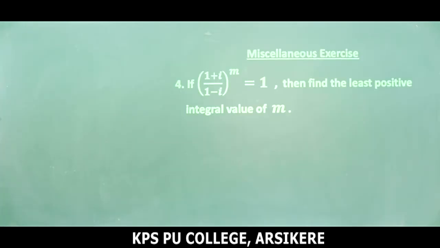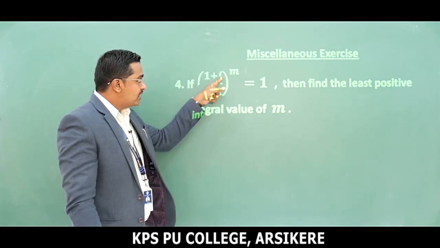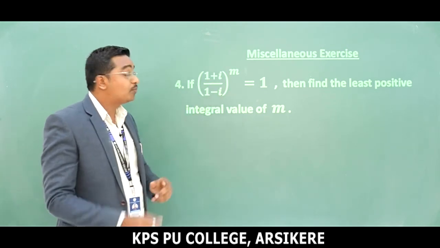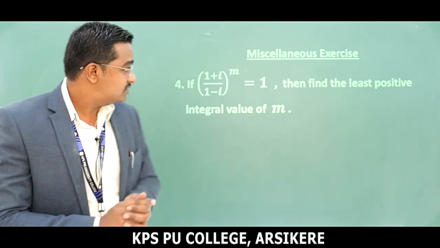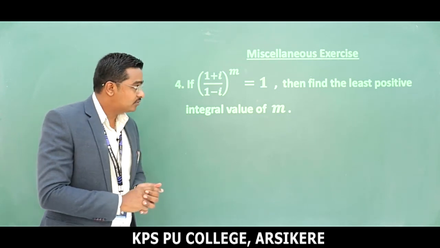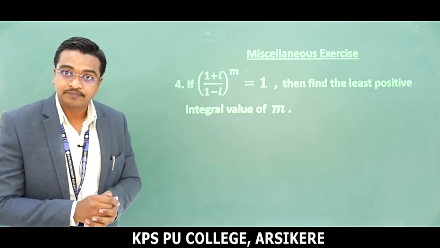Now dear students, we are moving to the last question in the miscellaneous example. For question number 4, if (1 plus i divided by 1 minus i) whole power m is equal to 1, then find the least positive integral value of m.